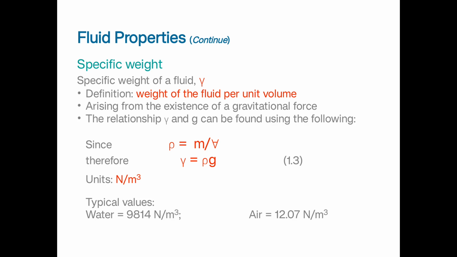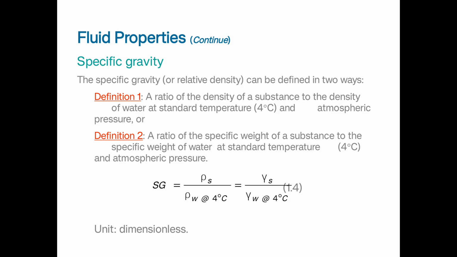So specific weight means you have to divide that weight by volume. So think of it: mass times acceleration due to gravity divided by volume. Then what is mass divided by volume? Density. So the specific weight is density times acceleration due to gravity. For our standard liquids and gases, water holds 9814 Newton per meter cube, because acceleration due to gravity is approximately 9.81. Likewise, when you multiply the air density that I have shown in the previous slide by acceleration due to gravity, you will get 12.07 Newton per meter cube.